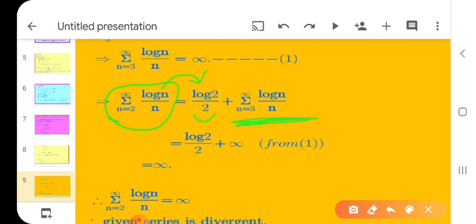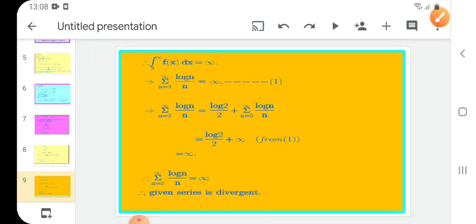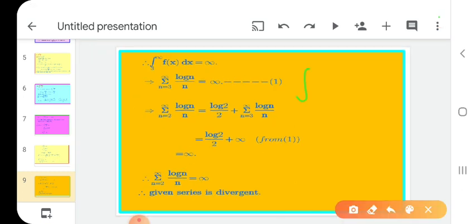Next, what is the value of log 2 by 2? The same, log 2 by 2 I wrote. Already we found summation n equals 3 to infinity log n by n is infinity. So I write here infinity. Infinity plus something is equal to infinity. Therefore, this is our series. What is the value of this one? Infinity. So we write our series is divergent. Our function is summation from 2 to infinity of log n by n.